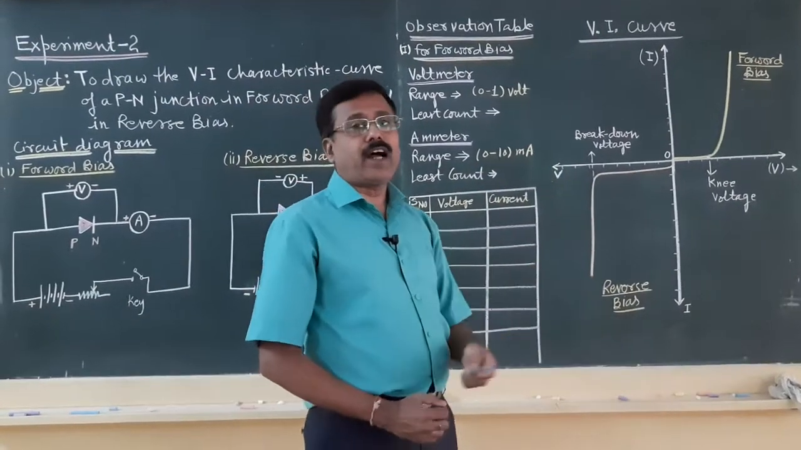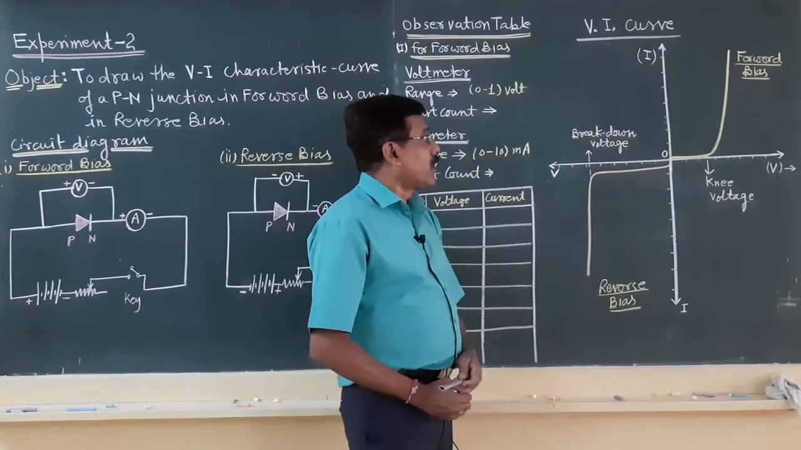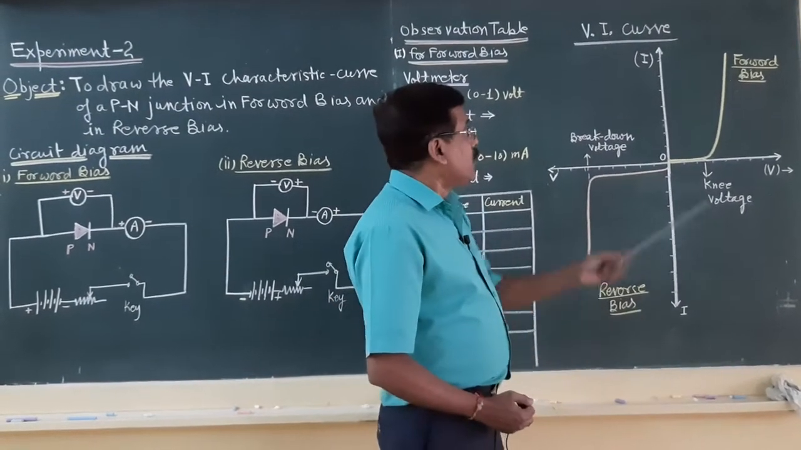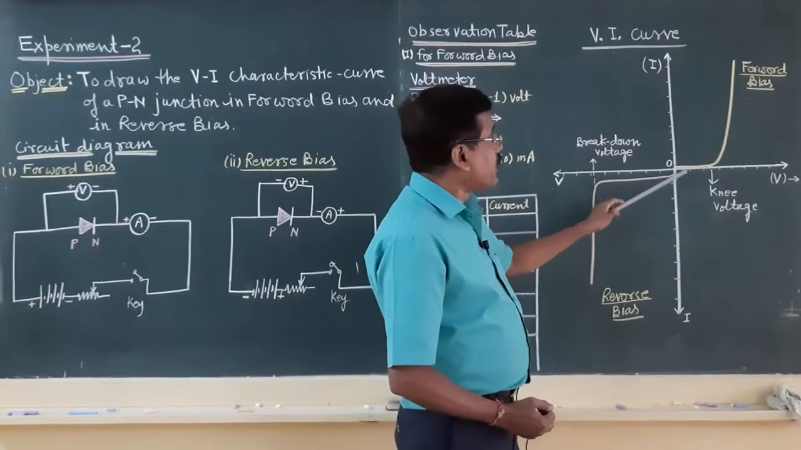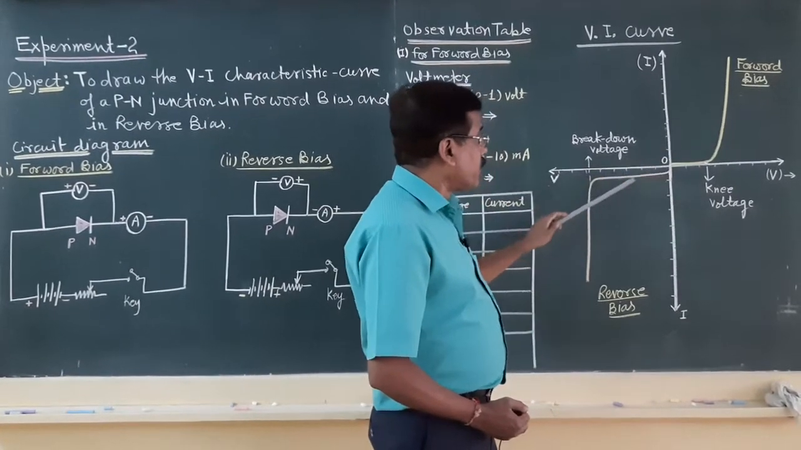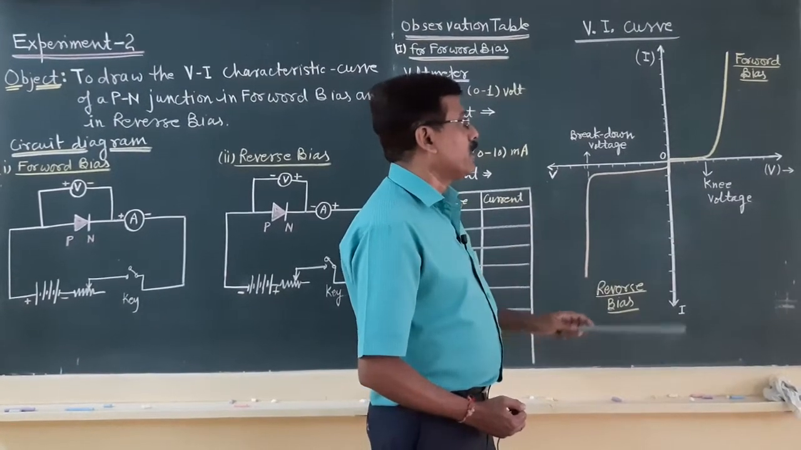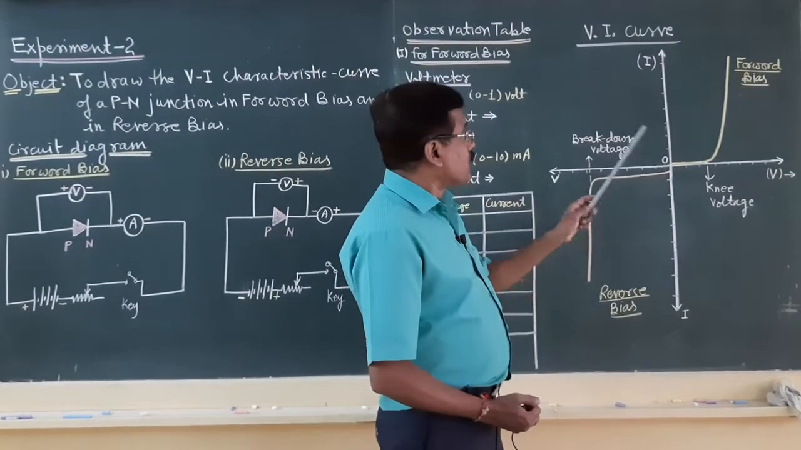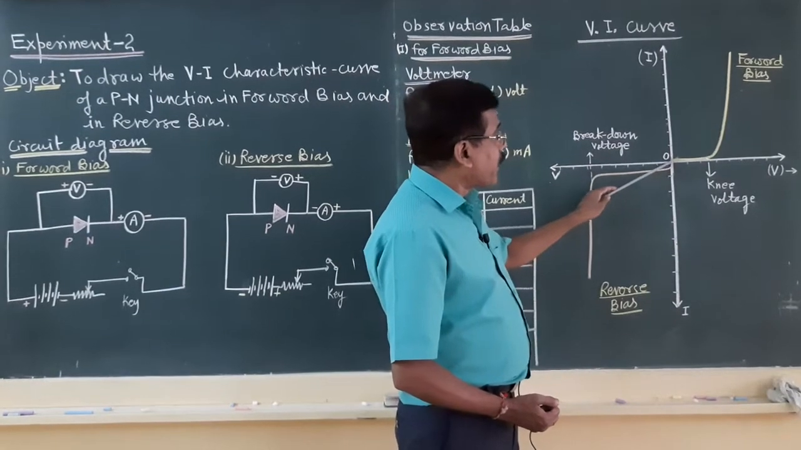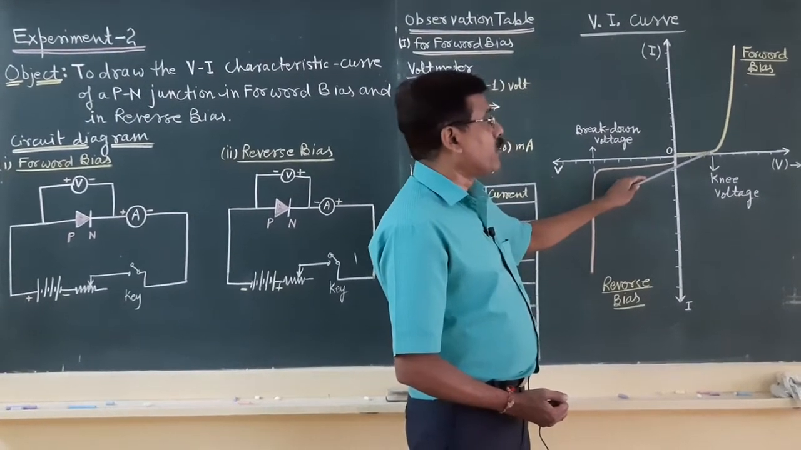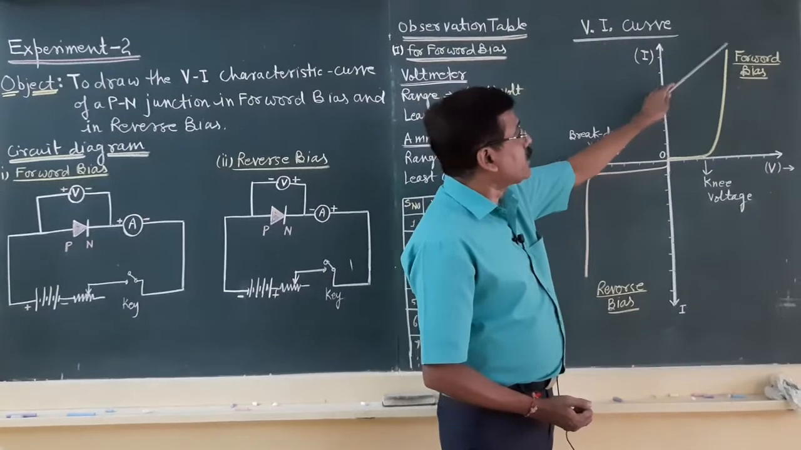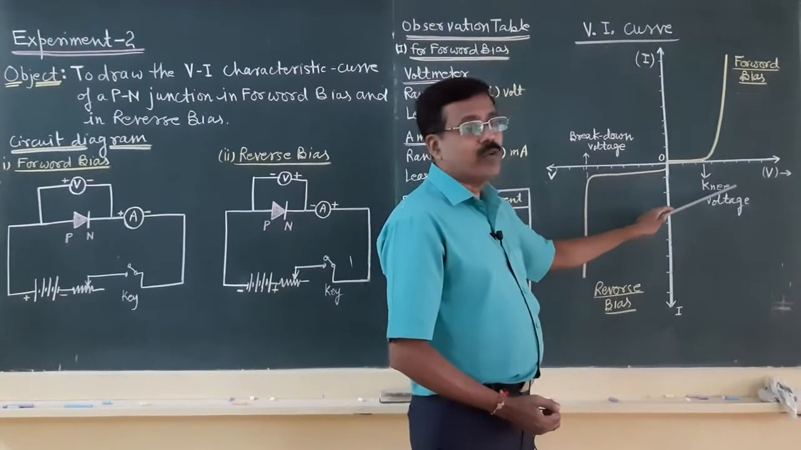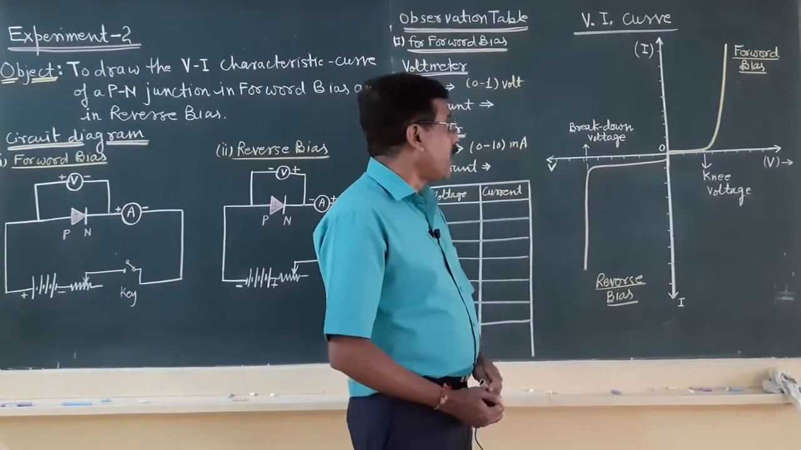You have to use graph paper for the VI curve, so you have to decide the scale. For forward bias, you will find the curve in the first quadrant. For reverse bias, you will find it in the third quadrant. Both curves are non-ohmic in nature. For forward bias, the current will be almost 0 up to a particular voltage. After that it starts increasing. This particular voltage is called the knee voltage, which you have to find from the graph.